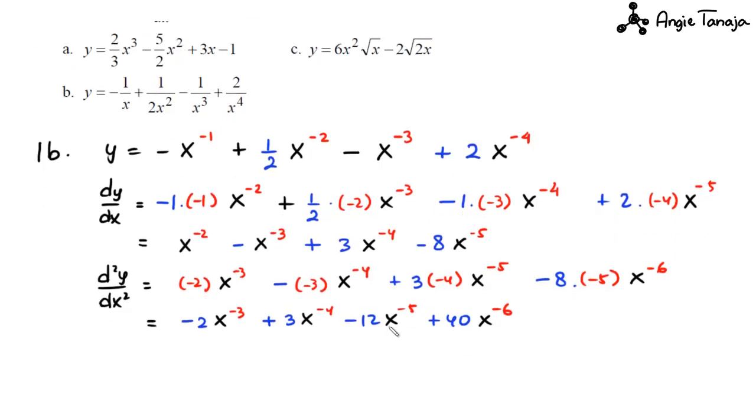We can also change it to be negative 2 over x cubed plus 3 over x to the 4, negative 12 over x to the 5 plus 40 over x to the 6. It's also okay. Yeah, you can do both.